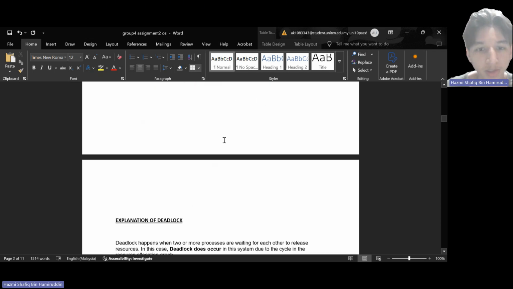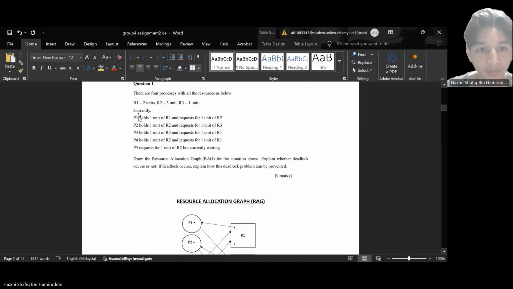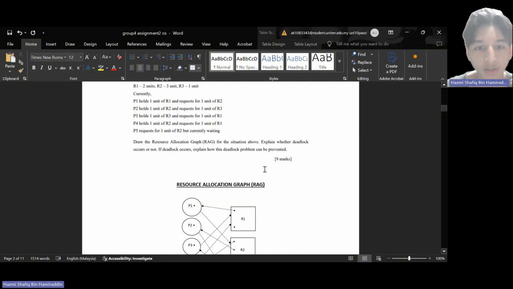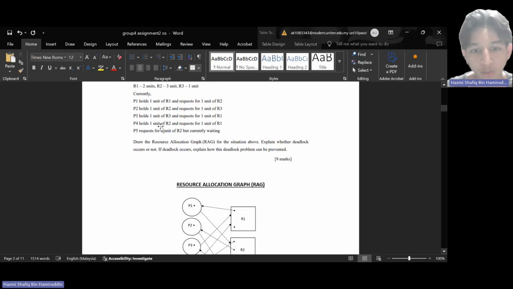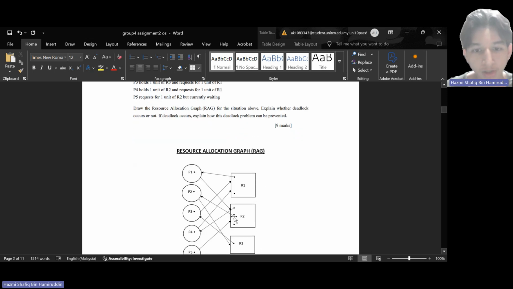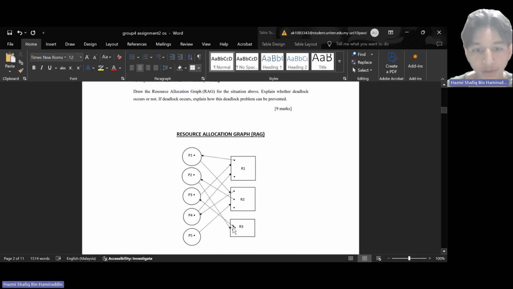For my part, I will explain the process of the resource allocation graph. P1 holds 1 unit of R1 and P1 requests 1 unit of R2. And then P2 holds 1 unit of R2 and requests 1 unit of R3.